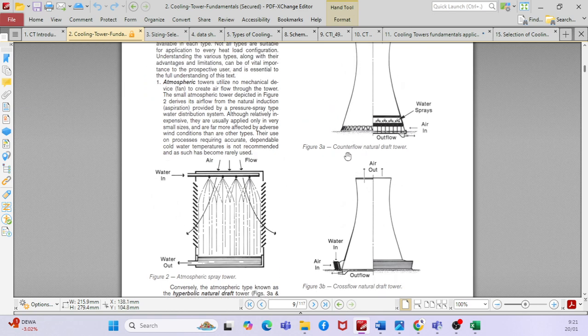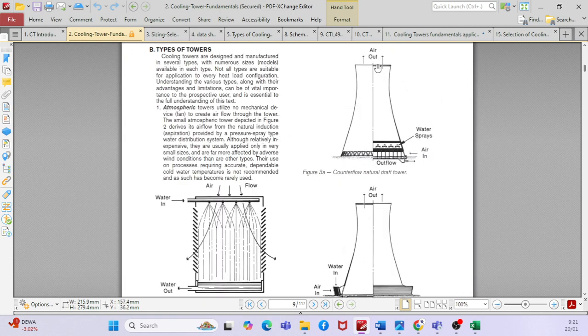So this is one of the types. And you can say that there is a counter flow and there is a cross flow. When you say counter flow, it is nothing but the water will be sprayed from the top of the tower to the bottom of the tower, whereas the air flow will be from the bottom of the tower to the top of the tower. So it will be counter flow.